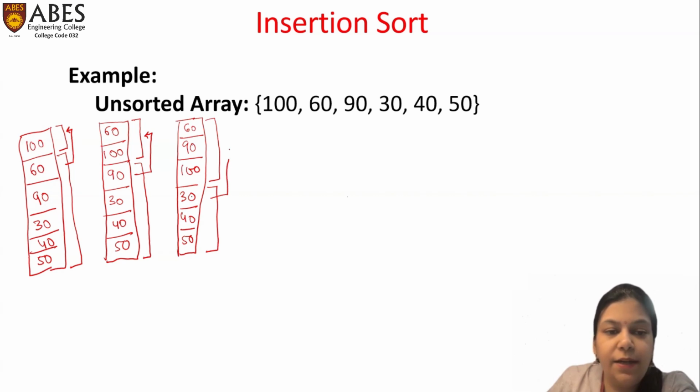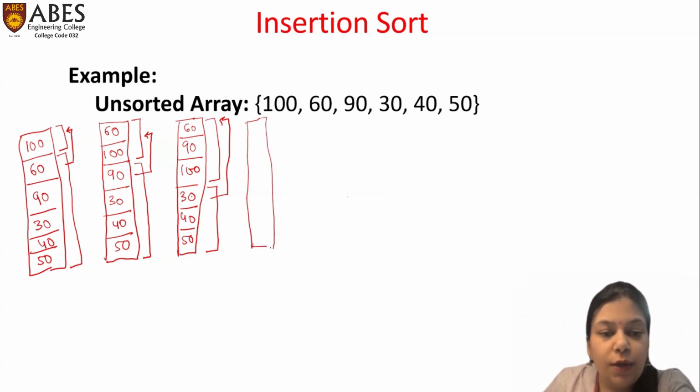Again, for the next iteration, we will take the next element, that is 30, and we will insert it at its appropriate position in the sorted array. So the array will look like 30, 60, 90, 100, 40, and 50. First four elements are now sorted array, and the last two elements are the part of the unsorted array.